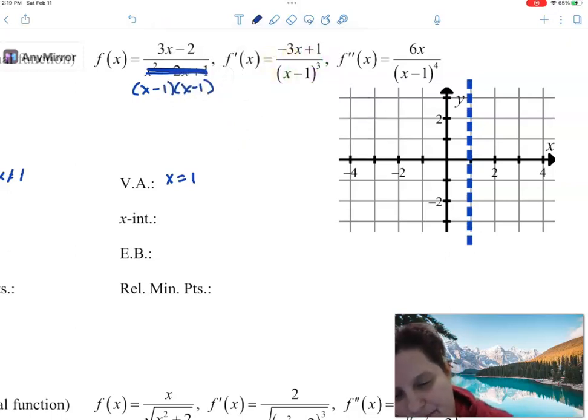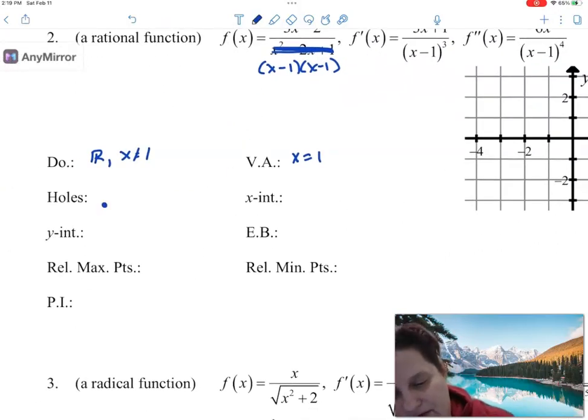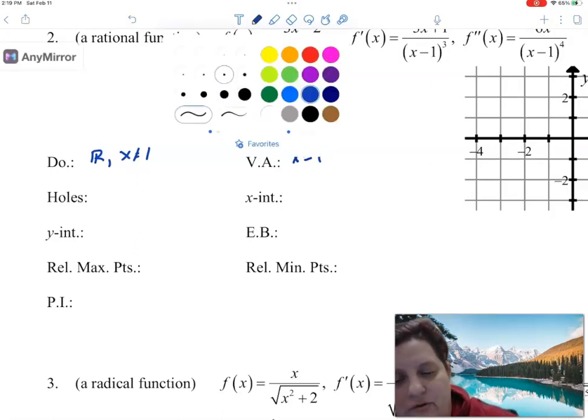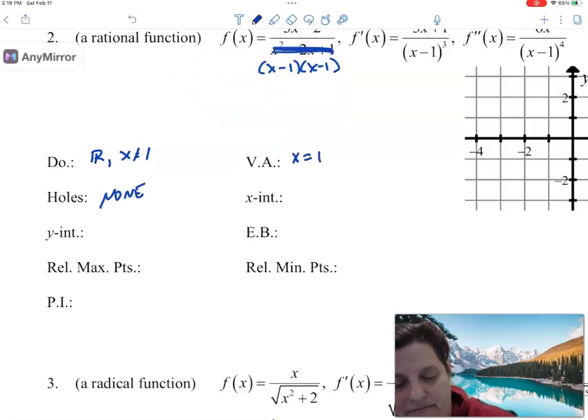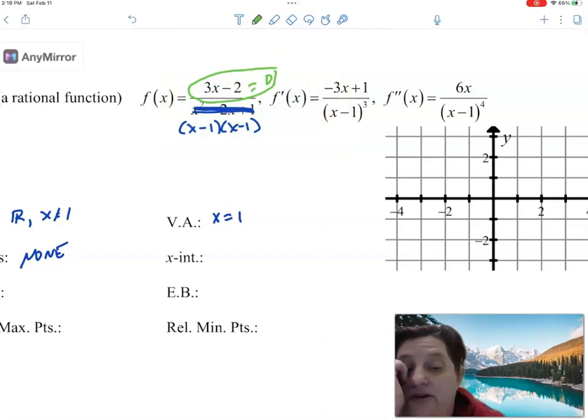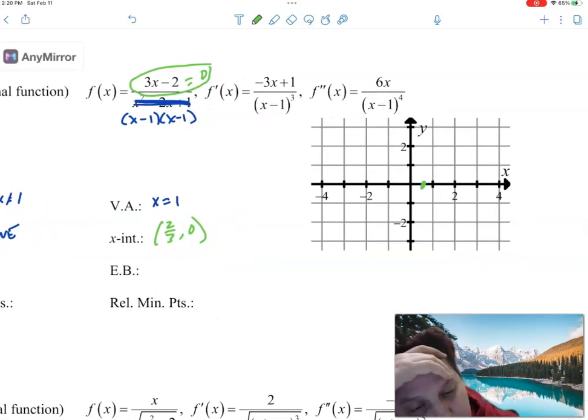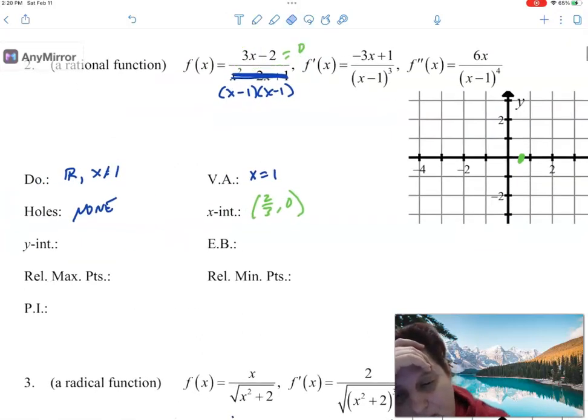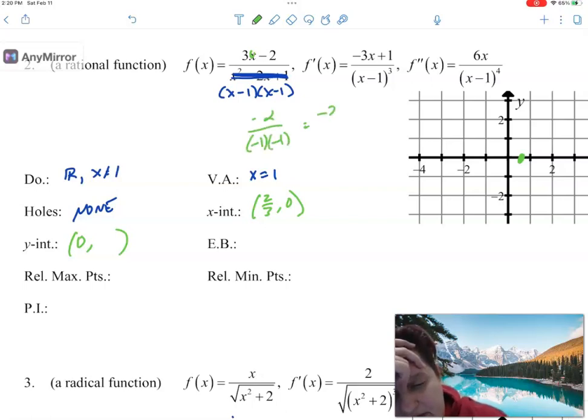Okay. Let's see. Okay, there are no holes on this one, because holes will come if you can cross something off on the top and bottom. There are none. Okay, x-intercepts are when the top is 0. The top is 0 at 2/3. So I have an x-intercept at the point 2/3, 0, so I'll go ahead and put that there. Y-intercept is when I plug in 0. So I get -2 over -1 times -1, which is -2 over 1, which is -2. So there's my y-intercept.